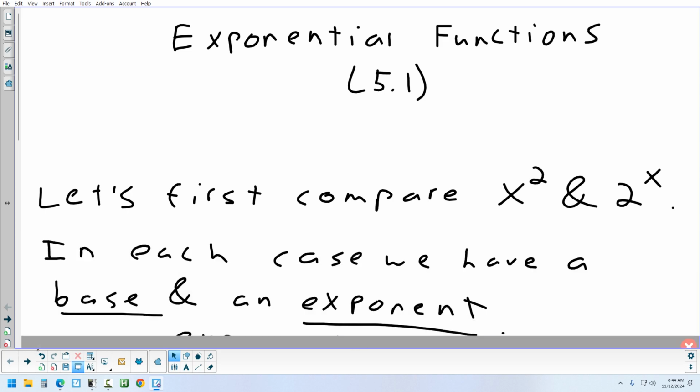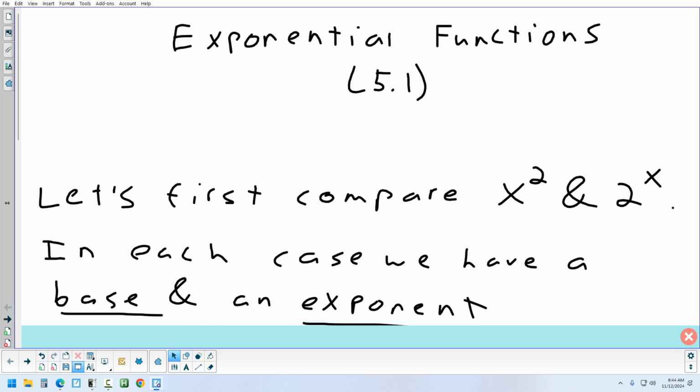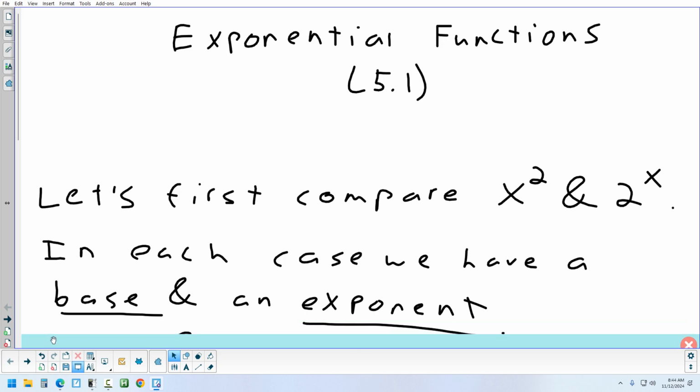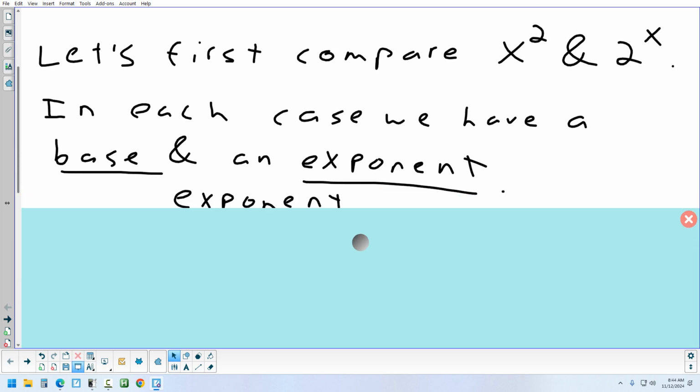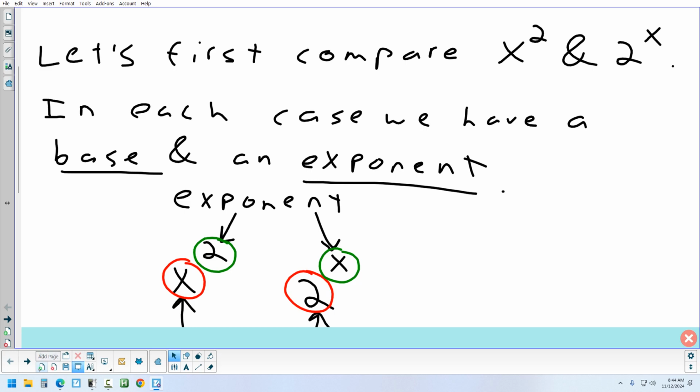In each case, we have a base and we have an exponent. When we look at that x to the second power, x squared, what's the base? The x. And what's the exponent? 2. Yep. And the one next to it, 2 raised to the x. The base is a 2. And the exponent is the x.